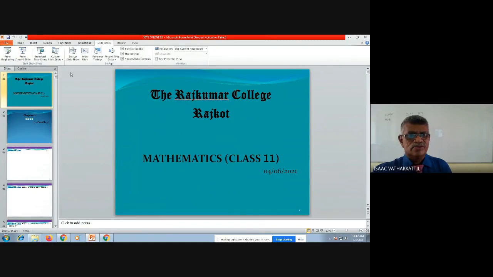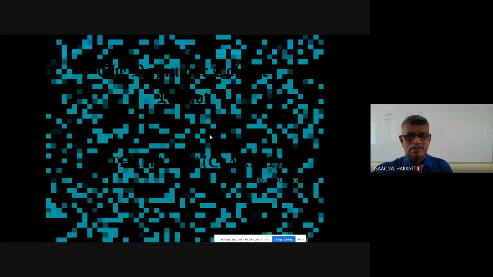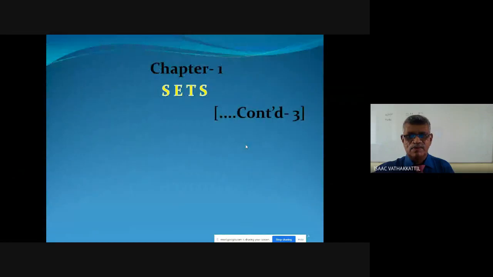Well, today we have the third day of sets. Any queries and questions you can send to me. We know what is a set, what is not a set. We have different kinds of sets, and we know how to represent a set: two methods, one is listing, the other is rule or set builder form. We have different kinds of sets: null set, singleton set, finite set, infinite sets. Okay, now we are coming to subsets.